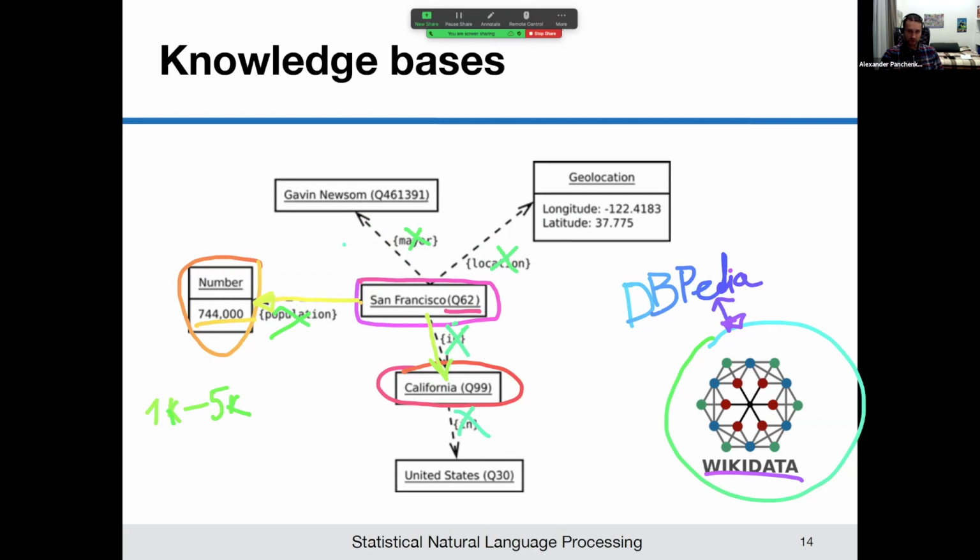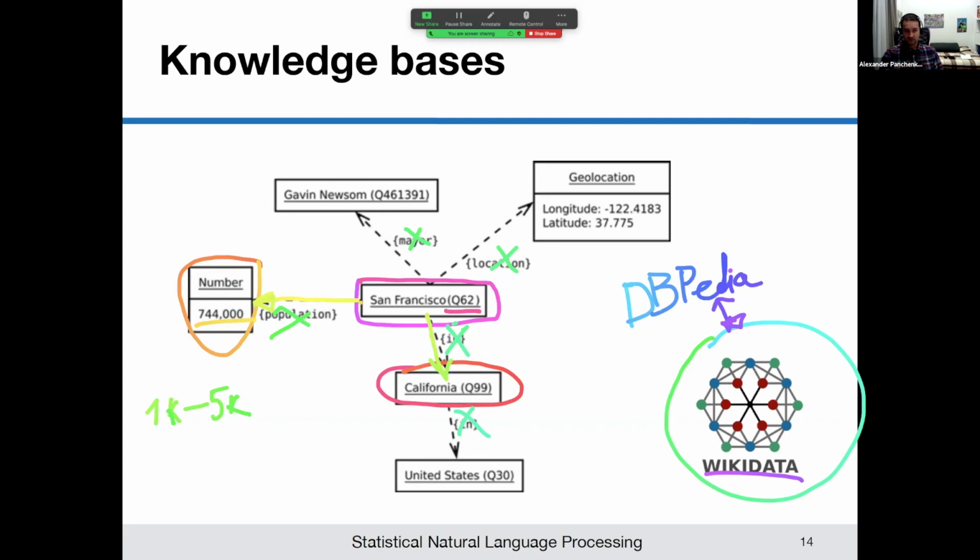But obviously, in this case, if you have just this kind of directed graph, you cannot answer questions like who is the mayor of a city in United States with a population more than 300,000 people. Give me all mayors of cities with such kind of population.